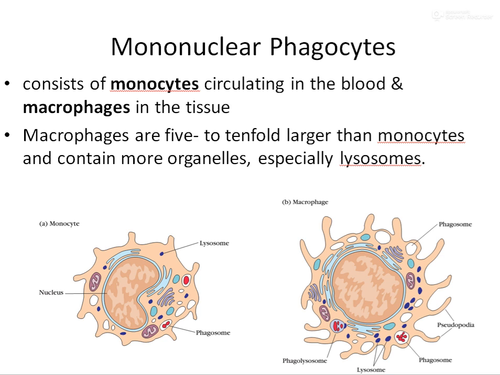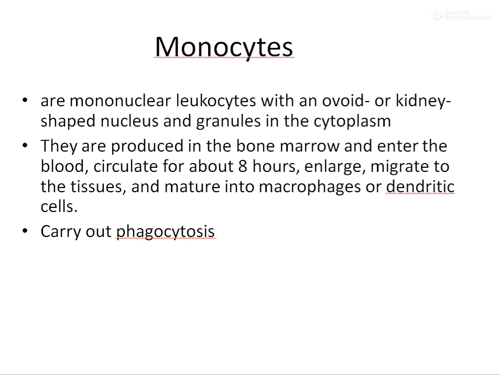These, as the term implies, are mononuclear phagocytes. They are cells which take part in the phagocytic process. They are mononuclear leukocytes with an ovoid or kidney-shaped nucleus, and they have granules within their cytoplasm. They are mainly produced in the bone marrow, enter the blood, circulate for 8 hours, enlarge and migrate to the tissues, and they can mature either into macrophages or into dendritic cells.